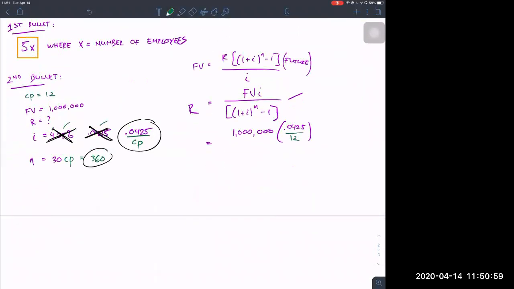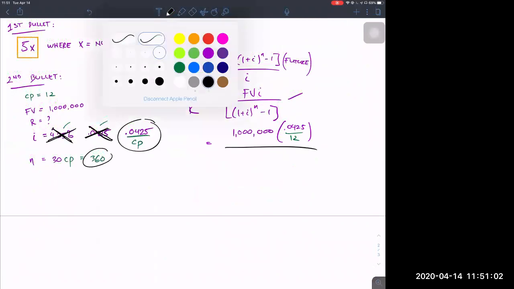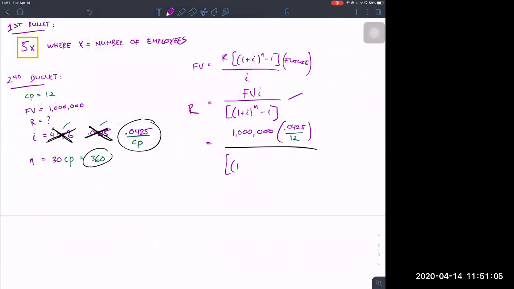Scroll up there. One plus 0.0425, minus 1. This is over 360. This is over 12. So this number right here, which we're going to get, this is our future value. And it is $1,377.73.